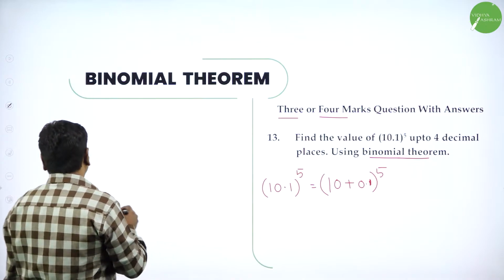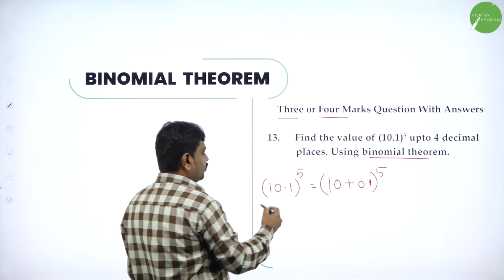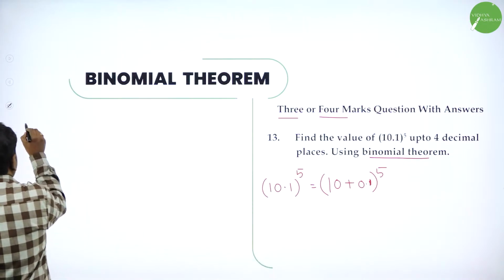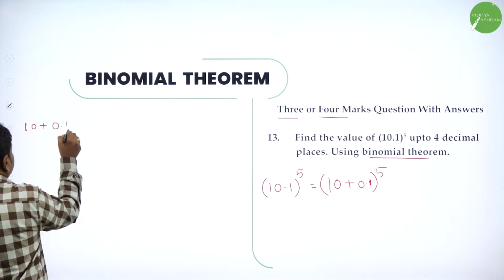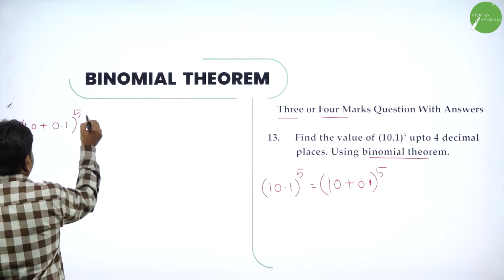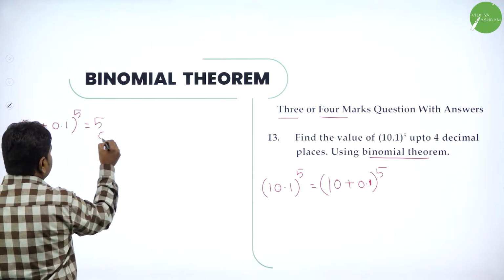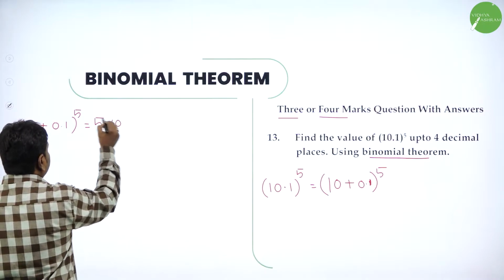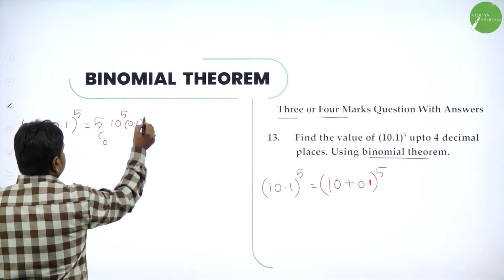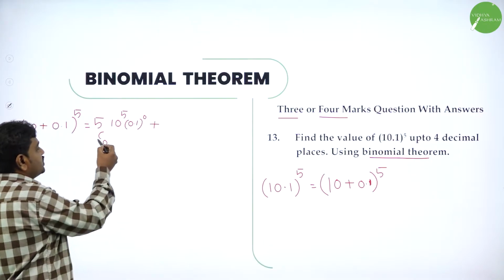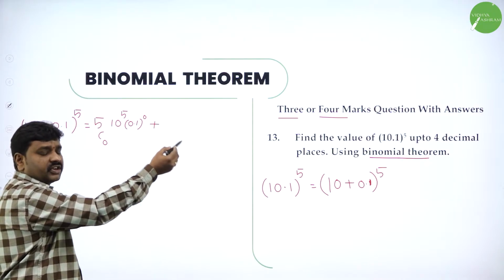So now starting from this, they want you to expand this term using binomial theorem. We'll do expansion using binomial theorem. So we have 10 plus 0.1 power 5. 10.1 can be written as 10 plus 0.1. Now I can expand it as 5c0, 10, the first term is 10, power n is 5, and 0.1 power 0. Now this is the first term. 5c n increases, 5c0, 5c1, 5c2, 5c3 till 5c5.